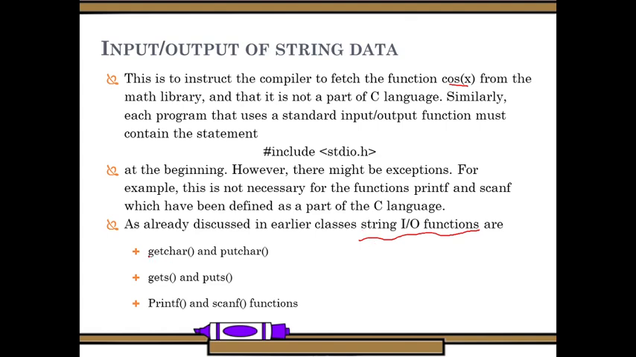These are the unformatted input output functions which help us to perform the string functions, that is getchar, putchar: read the character and print the character. gets and puts: reading and printing the string. Printf and scanf are the standard input output functions to read the elements and to print the elements. Hope you understood what a string is and how it is used.